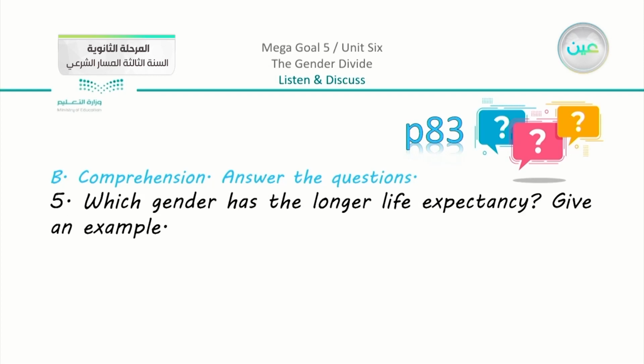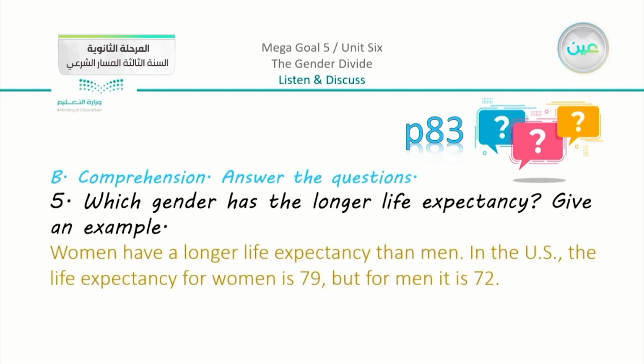Our last question here, which gender has the longer life expectancy? Give an example. We can say, for example, women have a longer life expectancy than men. In the US, the life expectancy for women is 79, and for men, it is 72. So we have revised. We know the most important parts that we have in our lesson, the listen and discuss lesson, and what it is focused on.